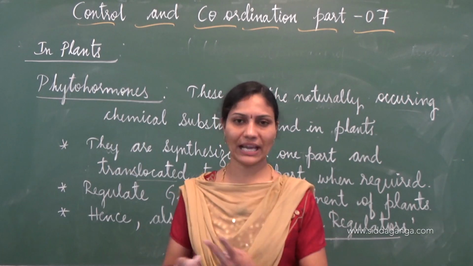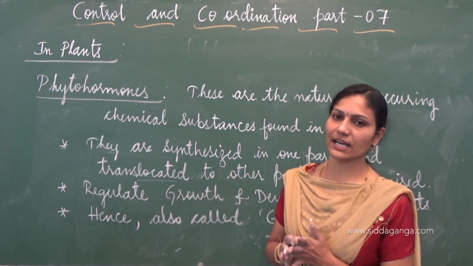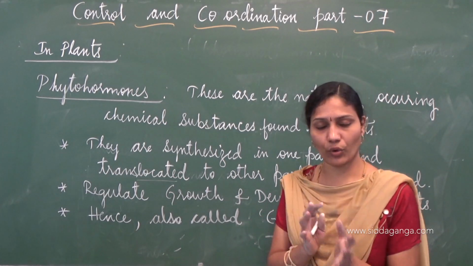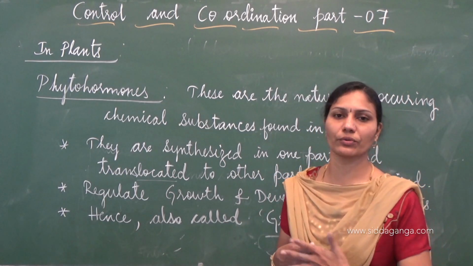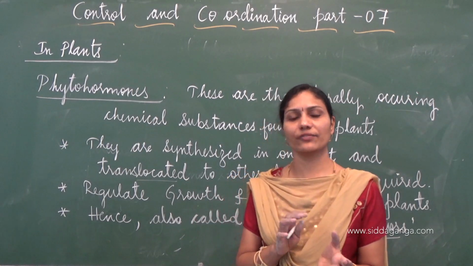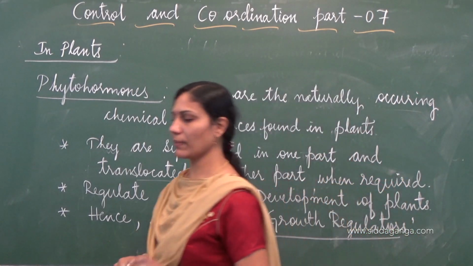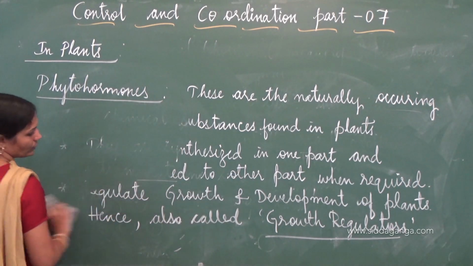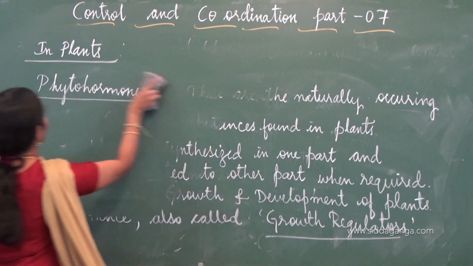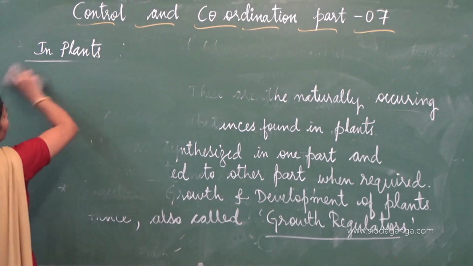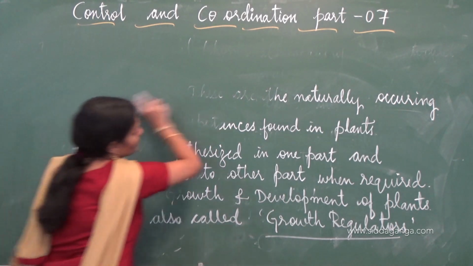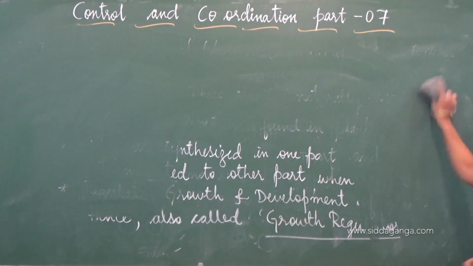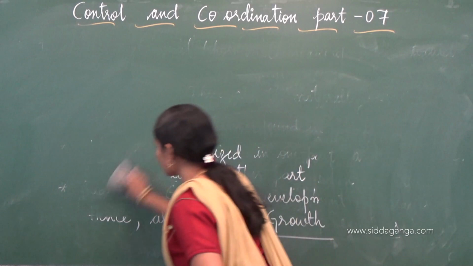So plants have two types of these. We will understand what these are, we have certain names, certain hormones. We will learn the names of those hormones, and understand what their functions are and where they are located in plants. So I told you these phytohormones or plant growth regulators are of two types: plant growth promoters and plant growth inhibitors. We find three types of hormones with respect to plant growth promoters.